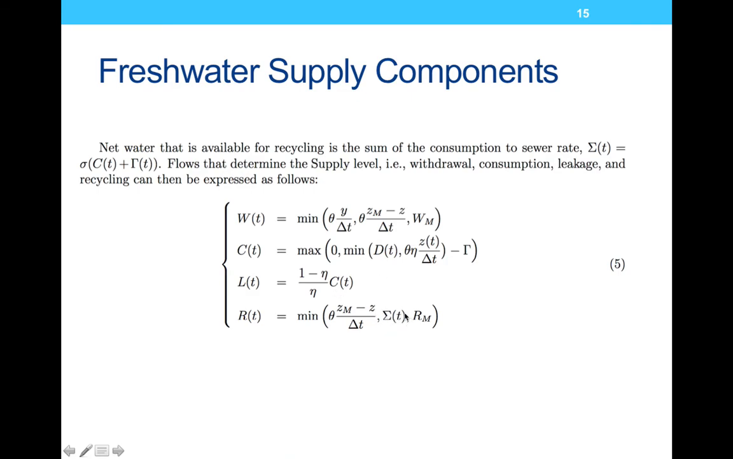So that goes here. And then the third component in that comparison is the maximum rate of recycling. Again, these pipes and this infrastructure that's able to recycle water, it's got a capacity. So whichever of these three is smaller, that's the amount on that given month that you can recycle. So that's the logic behind the recycling factors.